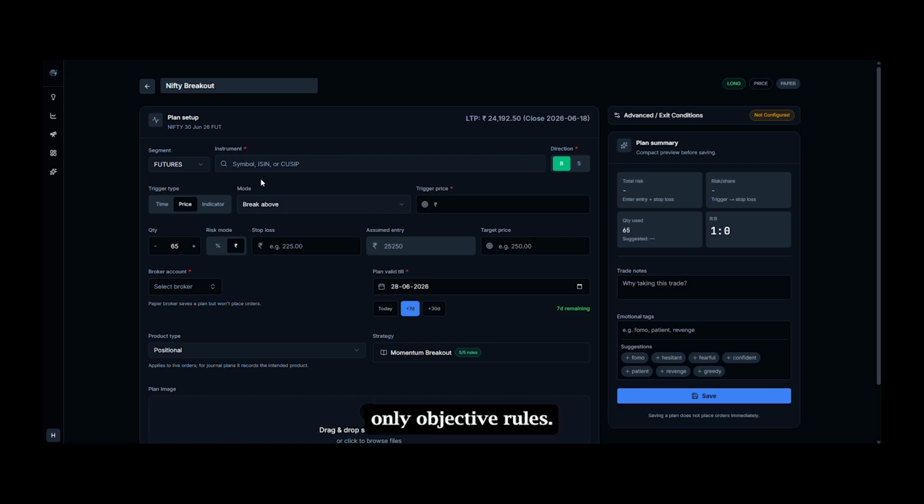Only objective rules, and because every condition is documented inside Qbar Trade, you can later analyze exactly which signals produce the best results and continuously improve your strategy. For many traders, this is the first step toward transforming discretionary trading into a repeatable professional process.